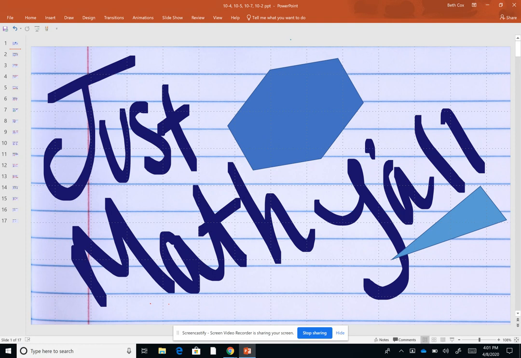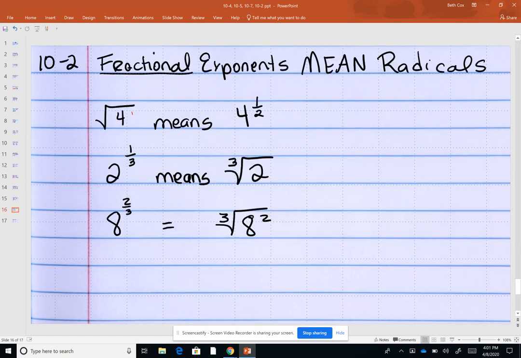We are going to look at fractions as exponents today. So this is going to be 10-2, fractional exponents, also known as rational exponents. And fractional exponents mean radicals. It is another way of writing a radical.